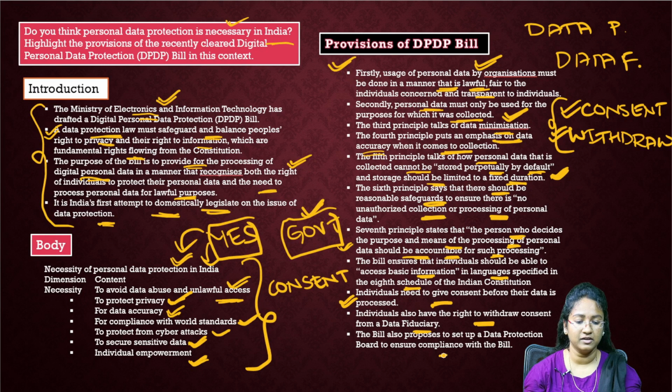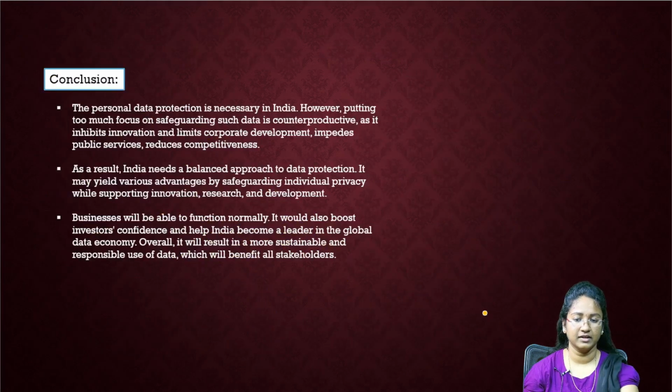So the right to consent and the right to withdraw the consent, both are given to individuals. And the bill also proposes to set up a data protection board to ensure compliance with the bill. So if any agency or firm which has collected personal data is not complying with the bill, what would happen then?